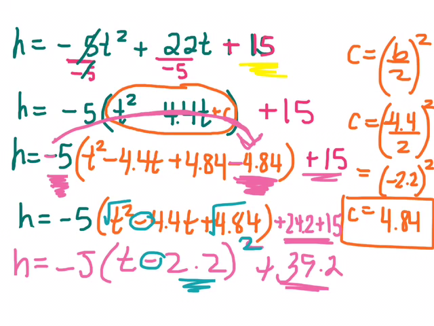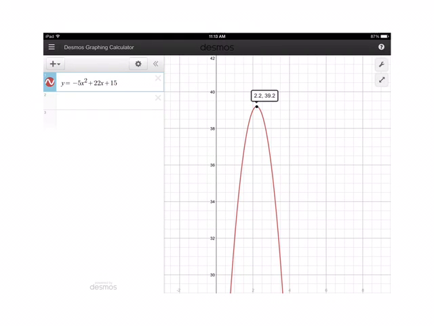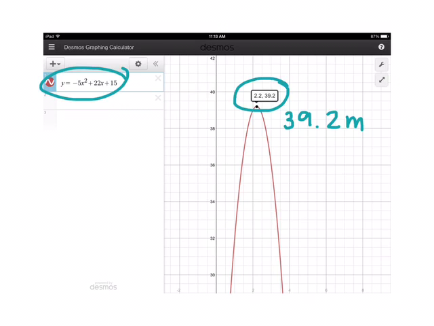So therefore, what's the maximum height? Maximum height of the rocket is 39.2 meters. Let's look at the graph and see if that's true. Okay, so looking at the graph again on Desmos, I just scrolled up and here's the vertex. 39.2 meters is the highest that the rocket will be launched. How many seconds does it take for the rocket to reach the highest point? How many seconds? 2.2 seconds. It's here. It's the x value of the vertex.